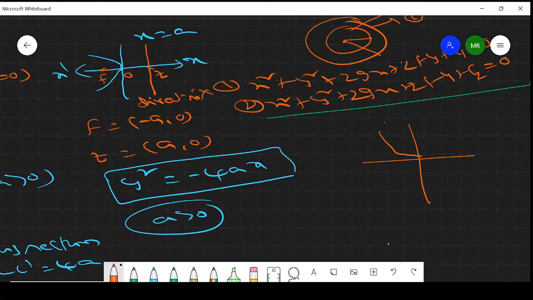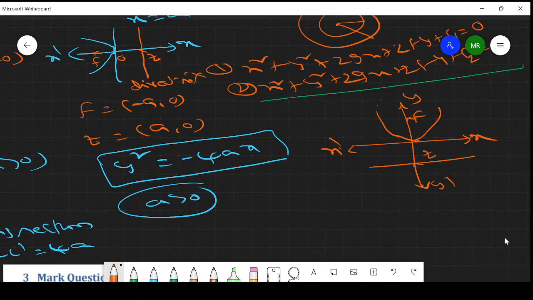The upward parabola will be passing through the origin. This is the y-axis, this is x'x, and this is y'y. So it will come like this, an upward parabola. Here the focus F will be here, and this is the directrix, this will be Z here. Just remember this.